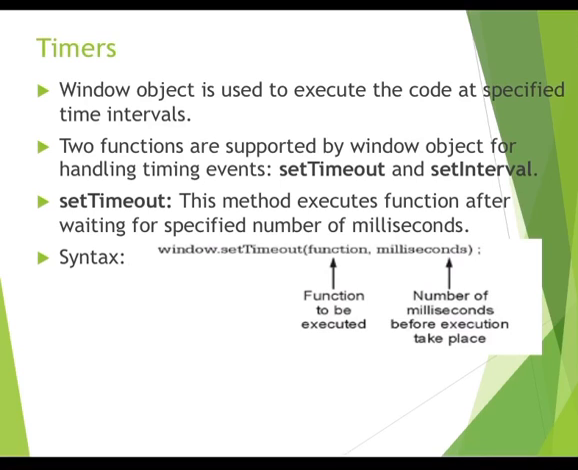Getting it? So setTimeout will wait to execute the function until a certain time occurs. For example, if we set the value in milliseconds as 5000, once you have written the code and open the output, the browser will wait for 5000 milliseconds and then execute the function, and then the output will be displayed. So it basically executes the function after waiting for a specified number of milliseconds.